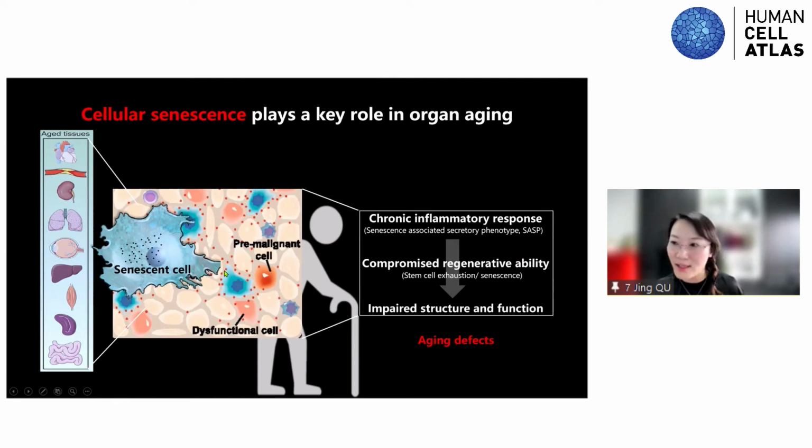So what can senescent cells usually do? Senescent cells can secrete a number of pro-inflammatory factors, chemokines, and proteins. This is called the SASP, the senescence-associated secretory phenotype. These factors can cause chronic inflammation inside the organs. At the same time, if those cells are stem cells, these senescent stem cells lose their potential for self-renewal and differentiation, which leads to a decline in organ regeneration. Together, they can cause the aging defects of these organs.